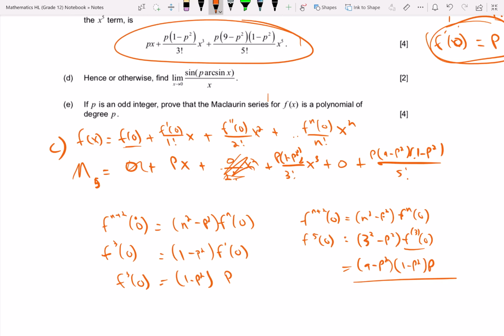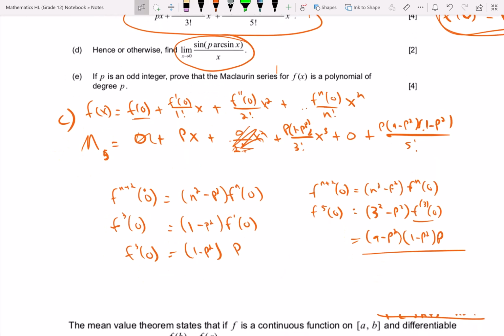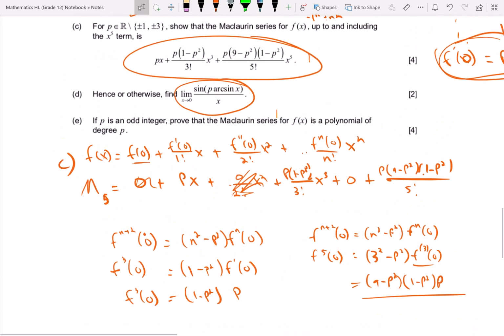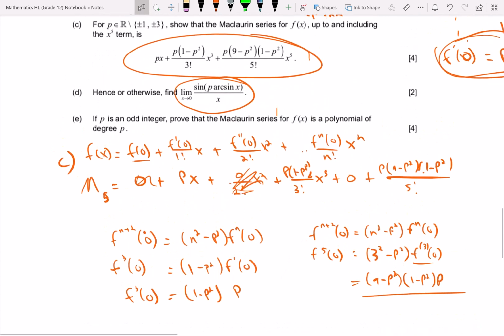Then it says, hence or otherwise find the limit of this function divided by x. So we're going to use our polynomial. We're going to use this fifth degree Maclaurin series, right? This thing approximates our function to find this limit.